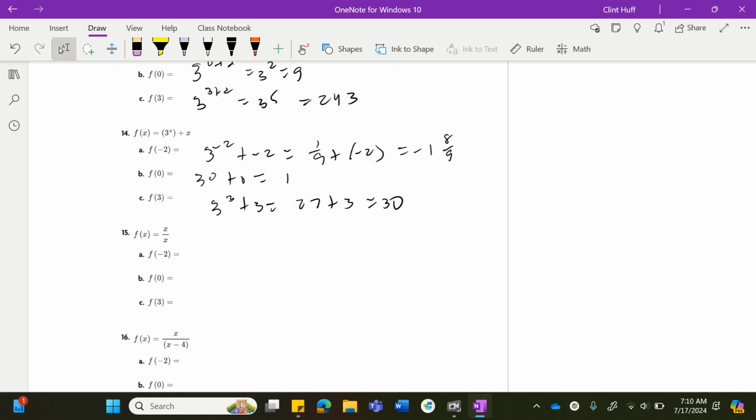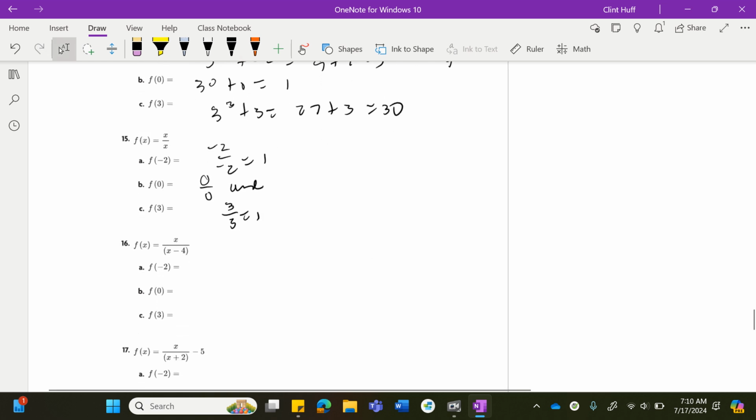Excuse me. Number 15 is going to be -2 over -2, which is 1 for the part A. 0 over 0 is undefined, so I'm not going to get any answer there. And 3 divided by 3 is 1. All right, the next one's going to be -2 over -2 minus 4, which is -2 over -6, also known as 1/3.